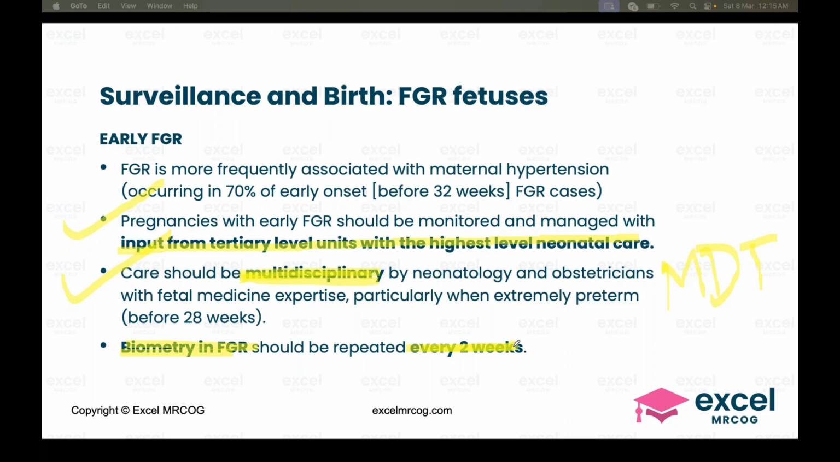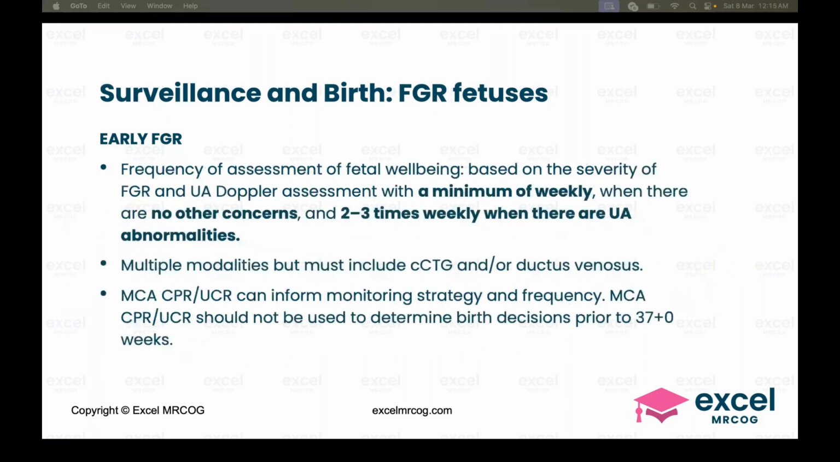Doppler in SGA is at least every 2 weeks. It can be more frequent. Here in early FGR, how you do Doppler is decided based on how severe the abnormality is. Okay, let's see. So in early FGR, the frequency of assessment of fetal well-being is based on the severity of FGR.